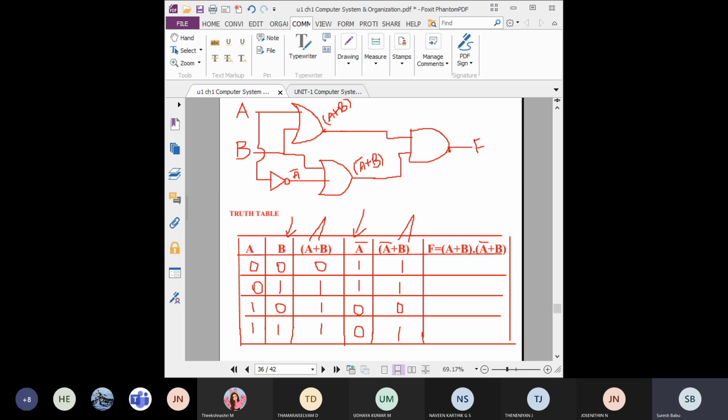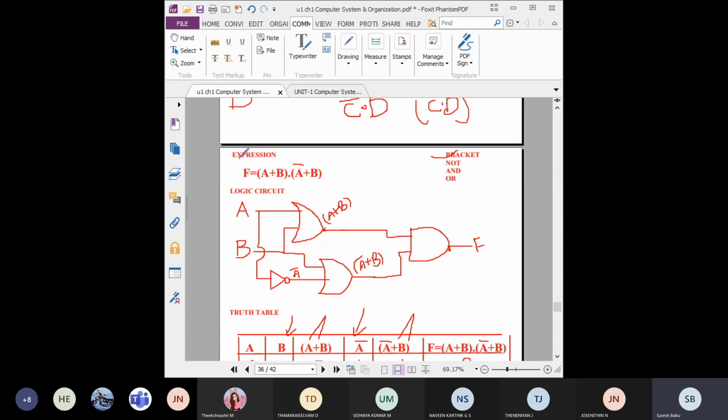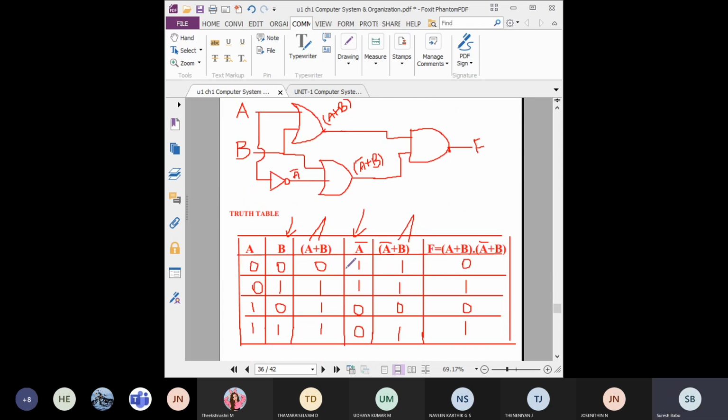Now tell me what is the answer. 0101. Yes, very good. So that's all. These are the three things we have to write in the exam: first the expression, then constructing the logic circuit, then writing the truth table.